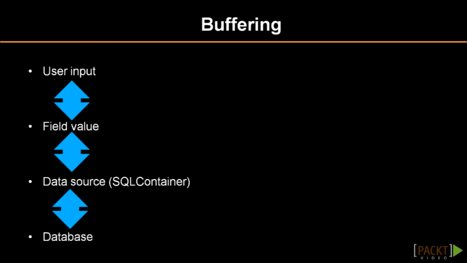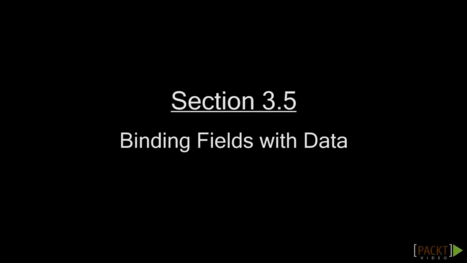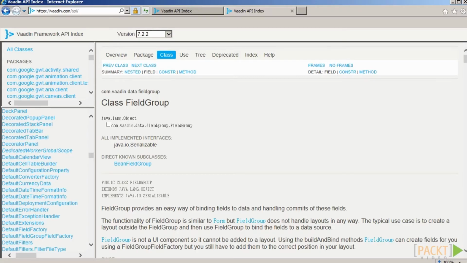What next? Well, time to actually connect the database with the fields. We will do that in the next video. We are almost done with this section. What we have done so far is that we have a database which we can connect to, and we have the fields that validate user input. We need one final thing: connect the fields with the underlying containers. For that, we will use field group.